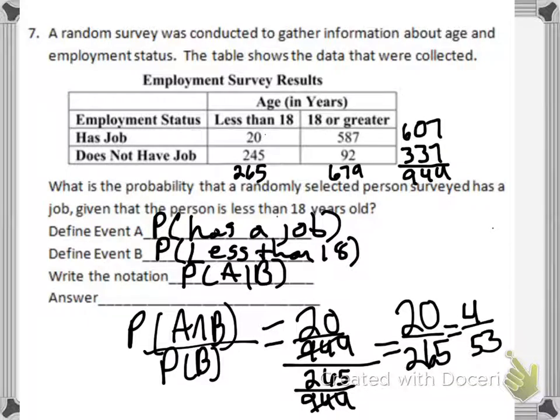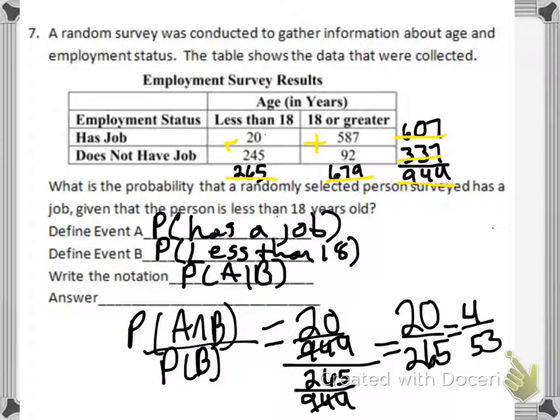Alright, a random survey was conducted to gather information about the age of employee status. The table shows the data that were collected. So right here I went ahead and did my totals. Always when you get frequency table, go ahead and add up and find your totals here. Alright, so I end up with 944 for my total here for the whole thing, 607, 337, 679, 265.